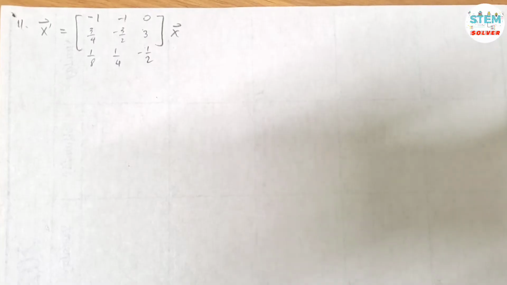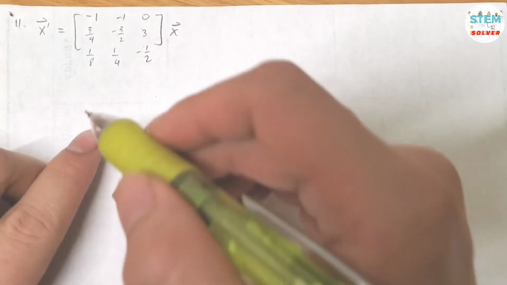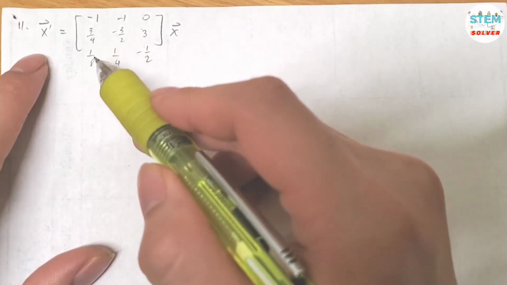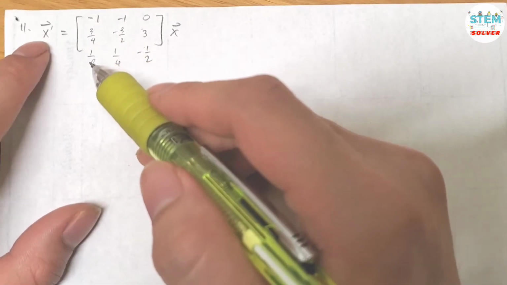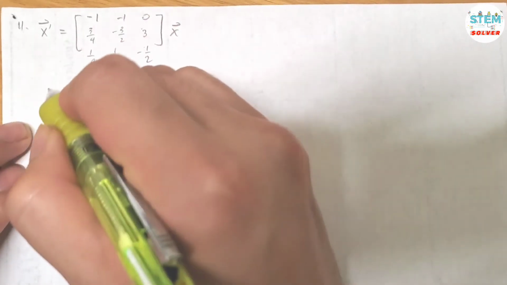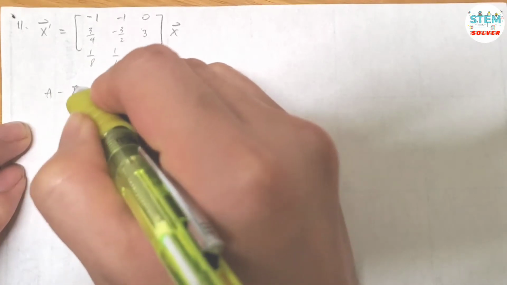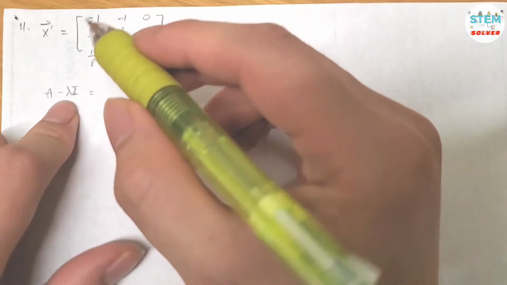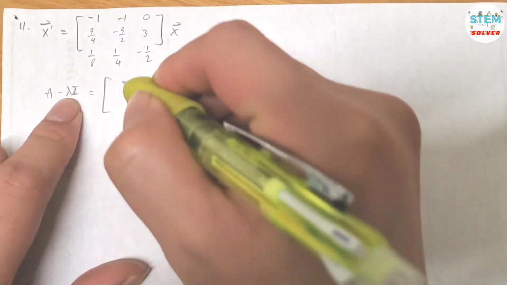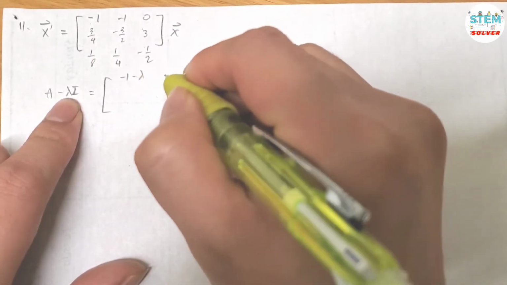General solution for the given matrix. So you are given the given system, which is written in vector x prime. First you need to find A minus lambda I. So what is A? Let's call this matrix A, then minus that with lambda I. That gives you this matrix.